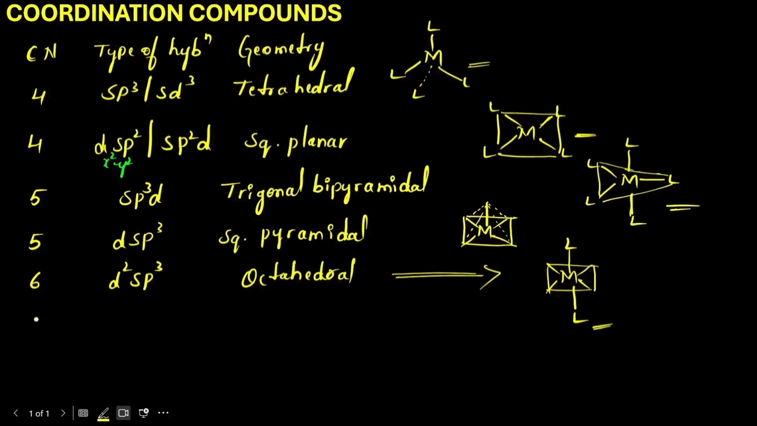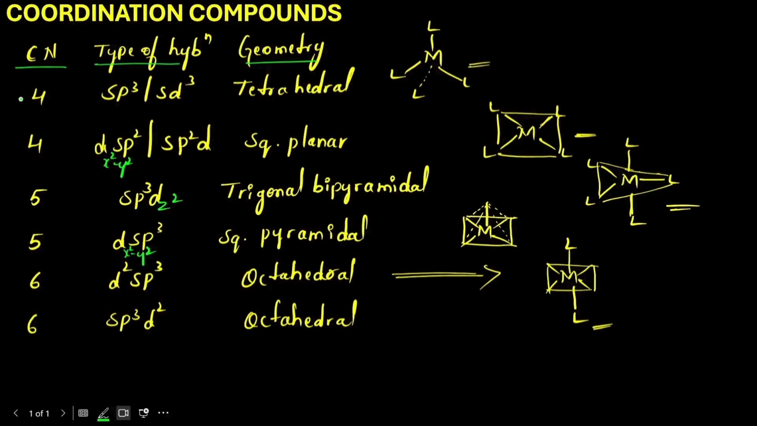And again, we will consider the coordination number 6. Type of hybridization is sp3d2. Geometry is octahedral. Here the d orbital is dz square and here the d orbital is dx square minus y square. So this is about coordination number and type of hybridization and the geometry obtained.